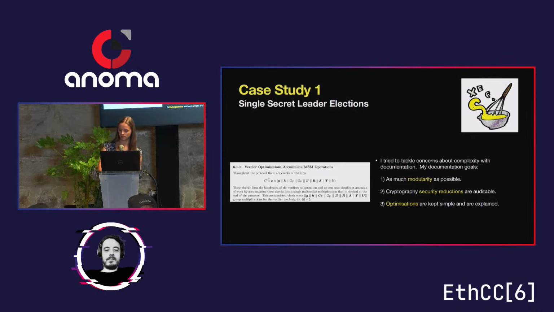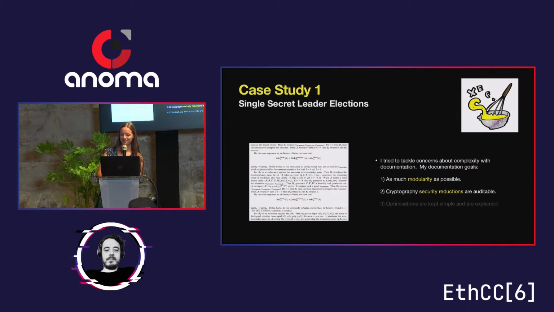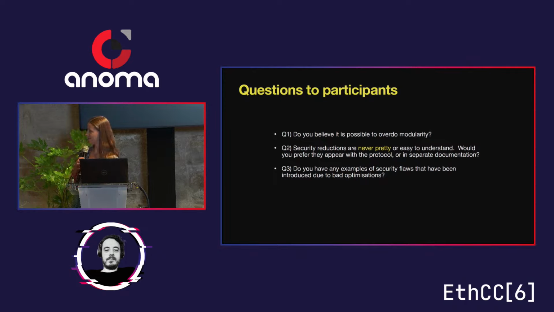Okay, so some more questions. These didn't go that well last time, but hopefully these should be a bit easier. I'm going to actually start with question 2. Security reductions. So you see my picture there. It's not very pretty. I would say that they're never pretty or easy to understand. If you have some documentation and you're there saying, here's my security proof, most people who are reading the documentation are going to look at that and go, I don't want to read that. But at the same time, I do think they're very important to include for reasons of making sure that you've done your tests correctly. So would you personally prefer that they appear with the protocol or in separate documentation?